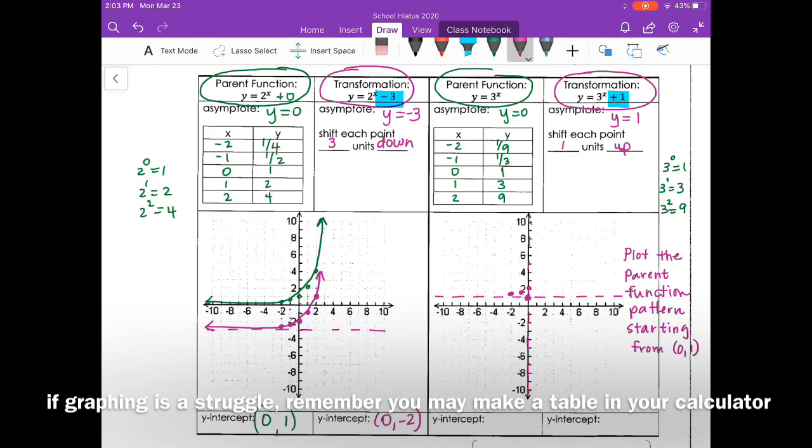So at -2, I'm going to go 1/9 of a space above the asymptote. And at -1, I'm going to go 1/3 of a space above my asymptote. At 0, which now I'm counting from (0, 1), I'm going to go up 1 unit above that. At 1, I'm going to go 3 units above my asymptote, and at 2, I'm going to go up 9 units. Again, all of these ordered pairs are 1 unit up from the original parent function. So my original y-intercept was (0, 1), and now my transformed y-intercept is (0, 2).